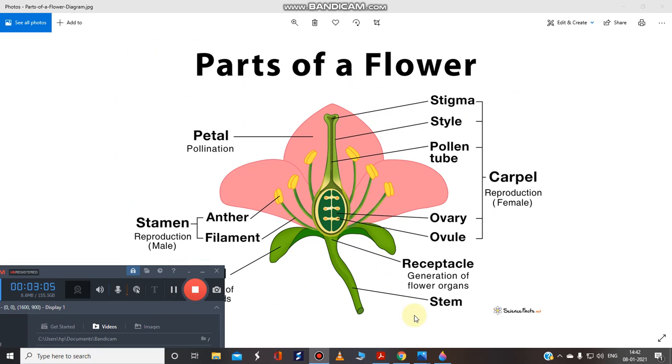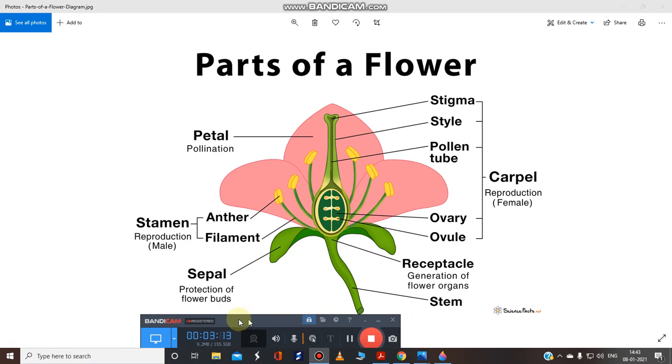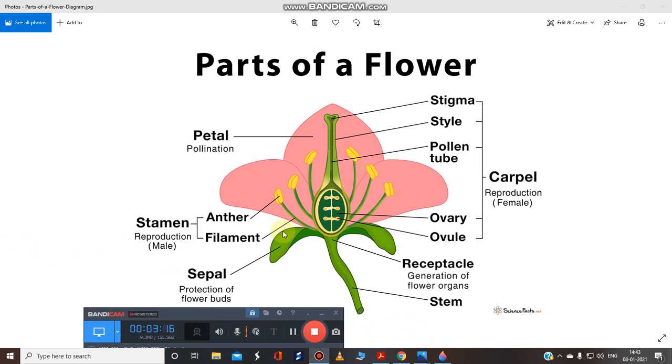Let's see again. Again stem part, receptacle. Then if you talk about the male part, reproduction, male part, then anther and filament, very simple. And if we talk about the female parts, then ovary, inside ovary ovules are there, then pollen tube, stigma, and this one is the style. And these are also known as the carpel. Which one? Stigma, style, pollen tube, ovary and ovule, they combine to form a carpel or pistil. Okay, and these are the female reproductive parts, and these are the petals, and these are the sepals.